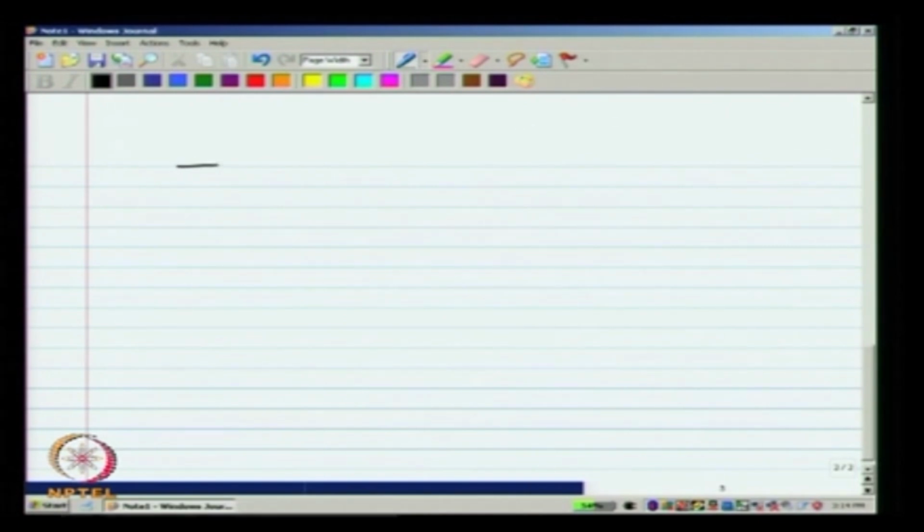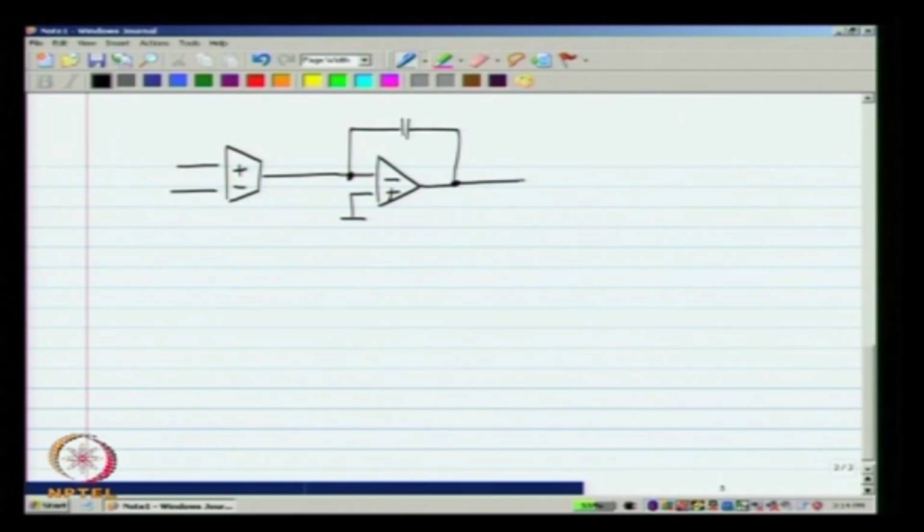So, how do I make my op amp? Instead of simply loading the transconductor with a capacitor C, I will not do this. I will pass it through a current controlled voltage source whose transimpedance is 1 by SC. Okay.